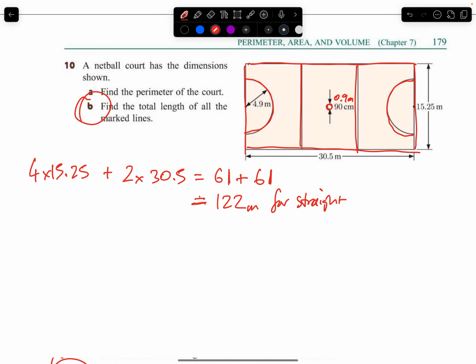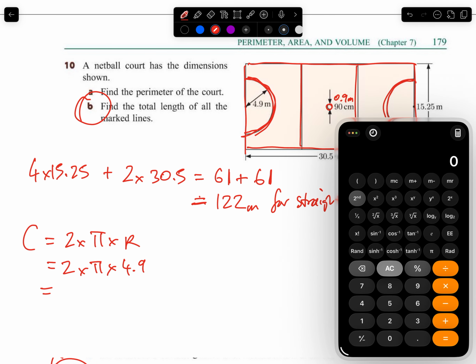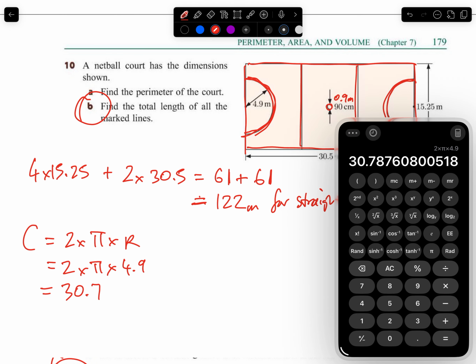Straight lines, let's do the circle here. So if you recognize that that is half a circle and that is another half circle, it's just going to be a full circle. The circumference of a circle is 2 times pi times the radius. So it's going to be 2 times pi times the radius, which is 4.9. 2 times pi times 4.9 is 30.79 meters to 2 decimal points. That is for the two half circles.